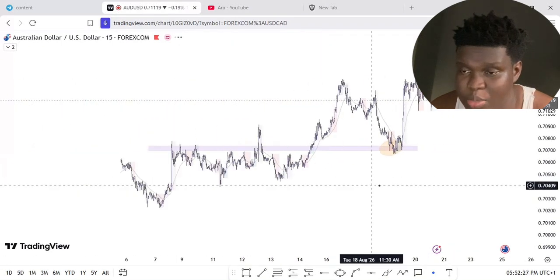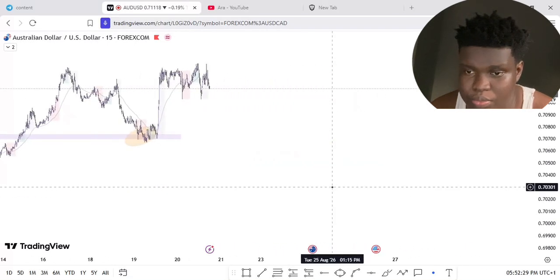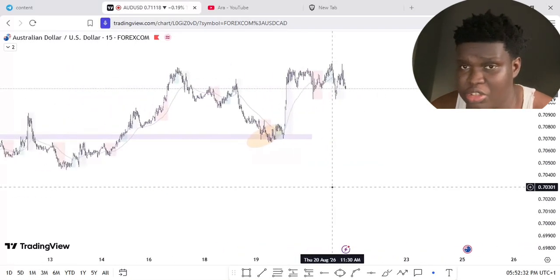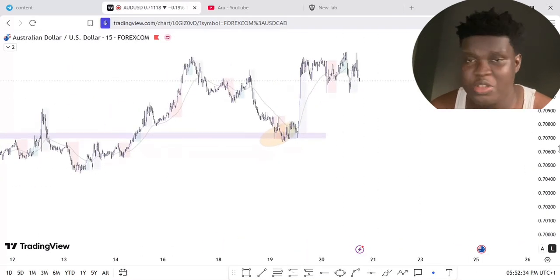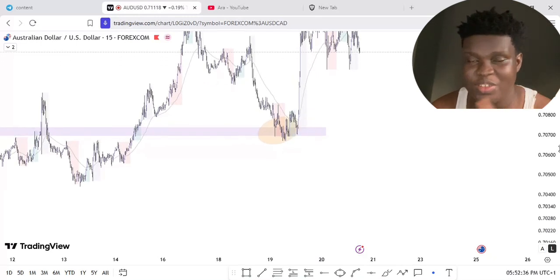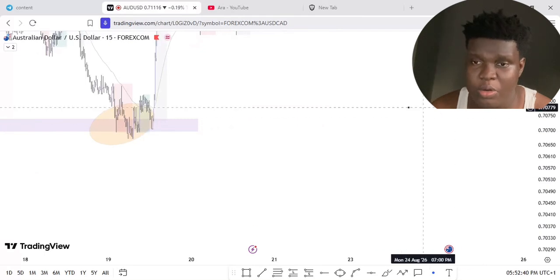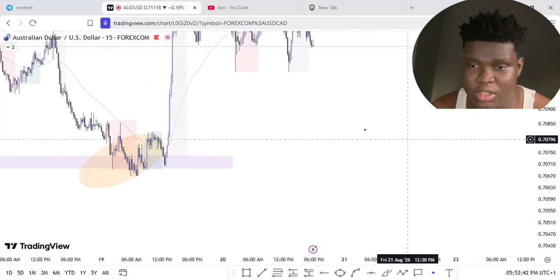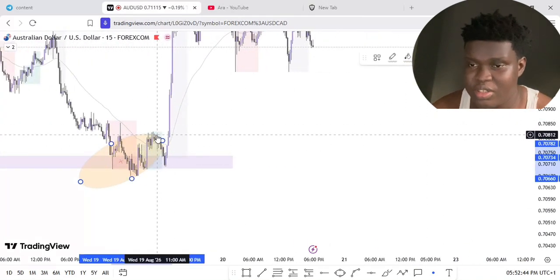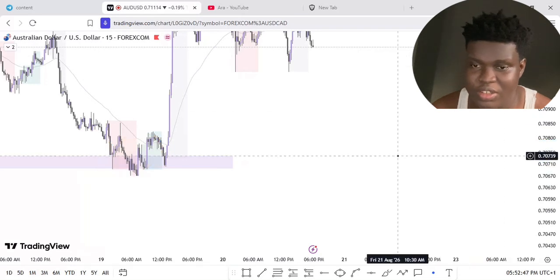So the moment price came into my point of interest, I started waiting for a market structure shift. I'm going to pop an execution of how clean it was. The moment I entered this trade, we went into a little bit of drawdown, but it was a very good entry at the end of the day. So market structure shift and EMA break.